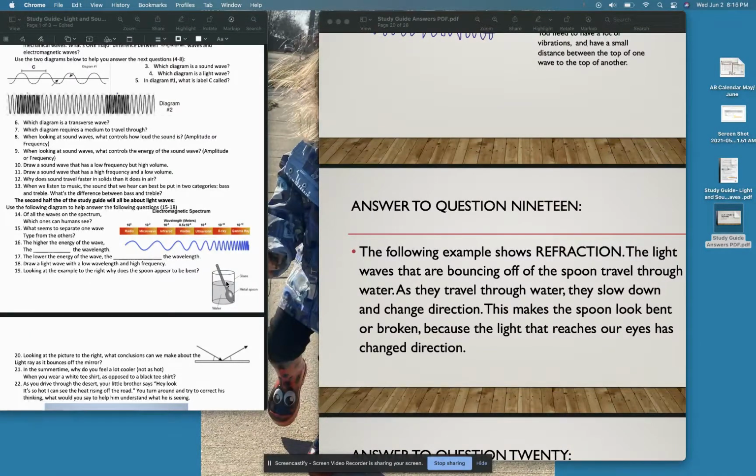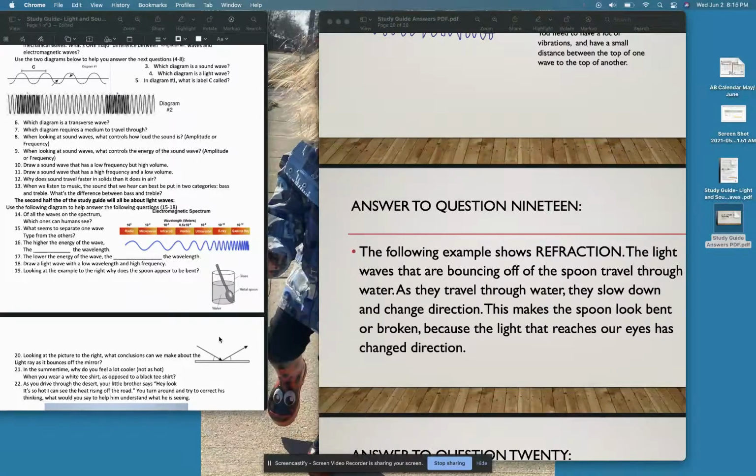So the light that is getting to our eyes is actually bent, has changed direction. Therefore, the spoon appears as though it has changed or broken, even though we know it's not. It's that the light that is coming from the spoon has actually changed direction. And the light that's bouncing off the spoon and going through the air is going much faster than the light that is bouncing off the spoon and going through the water. So this is your classic example of refraction.